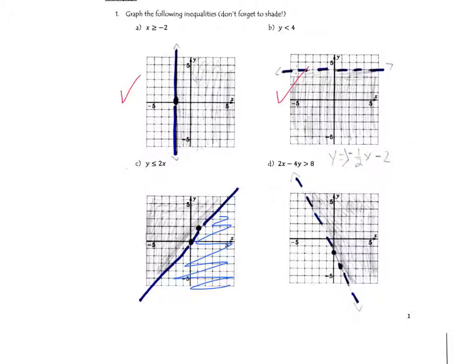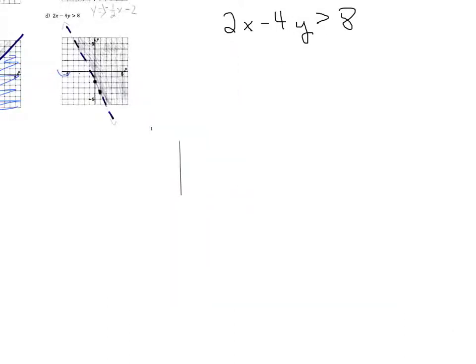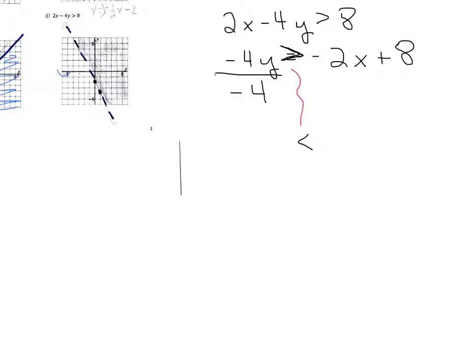Okay, and then on D, you graphed the line incorrectly, so I want to look at that. We start with 2x minus 4y is greater than 8, and then subtract 2x from both sides, and then divide everything by negative 4. But remember, when you divide by a negative, you switch the direction of the inequality.